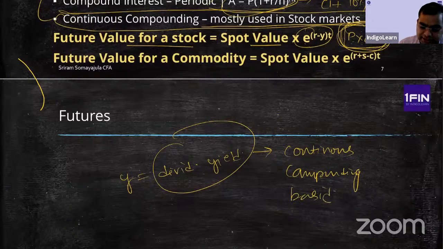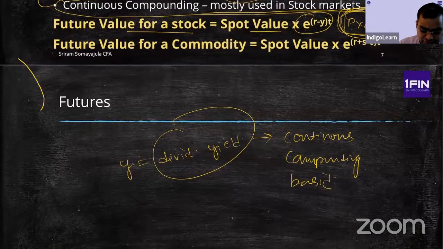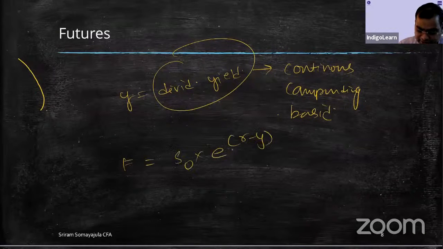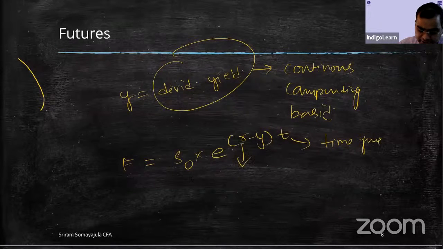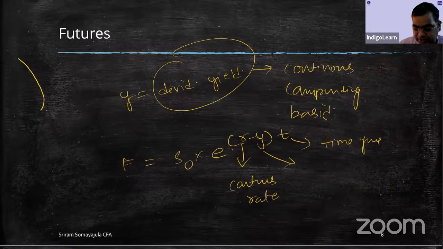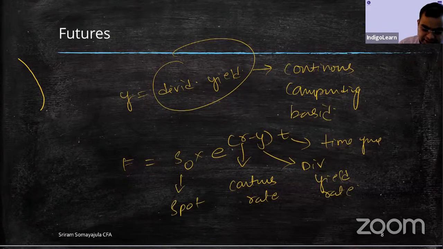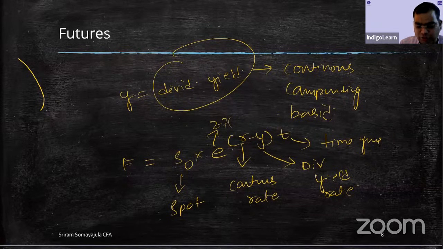Right. So the formula is future value F is equal to S0 into e power (r minus y) into T. T is time in years, r is the continuous rate, y is the dividend yield rate, and S0 is spot. And e, I said, is 2.71. Now, what am I supposed to do if this 2.71 value is not given? How to find it out? There are problems. When we solve those, you will understand that.